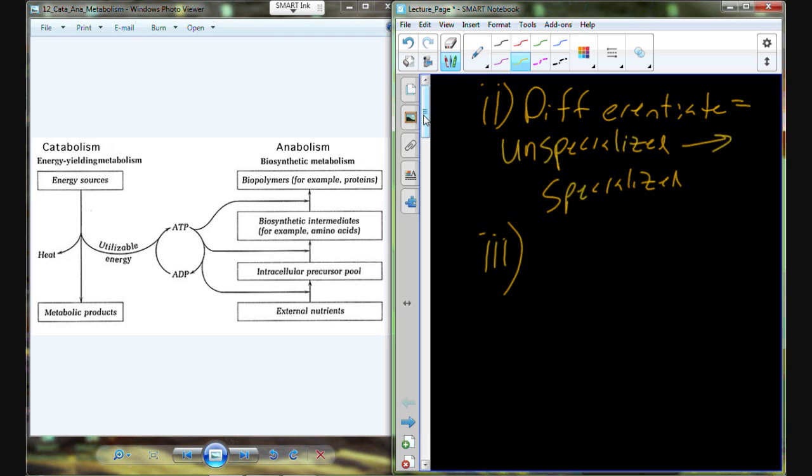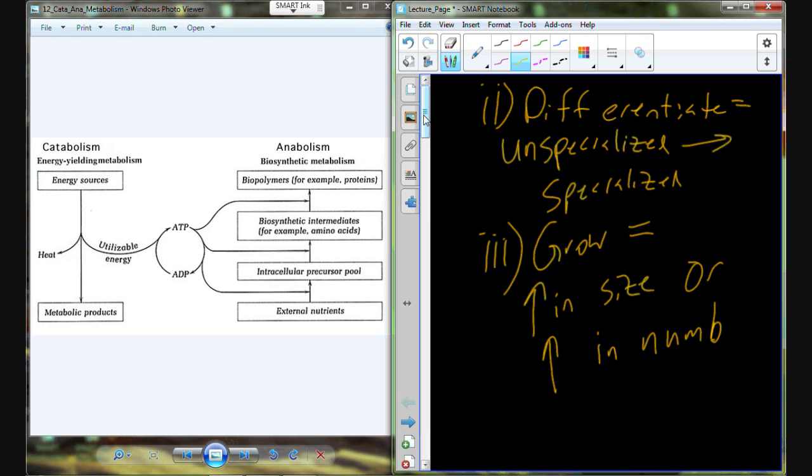all right, now we also need to be able to grow. And there are two ways in which biological entities can grow. They can grow in size, and when we refer this to cells, if a cell gets bigger, we call that hypertrophy. Or we can grow by increasing the number of cells. So increase in number. And this is going to be hyperplasia.